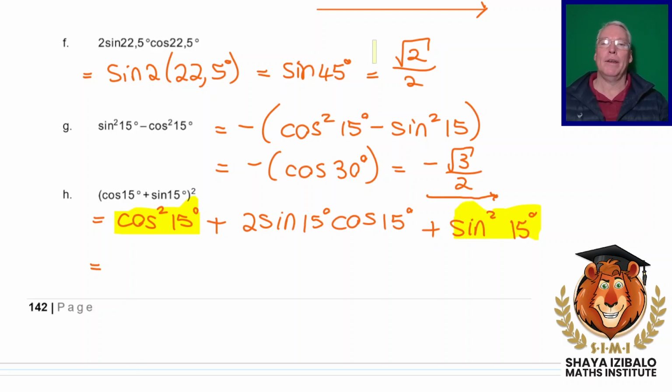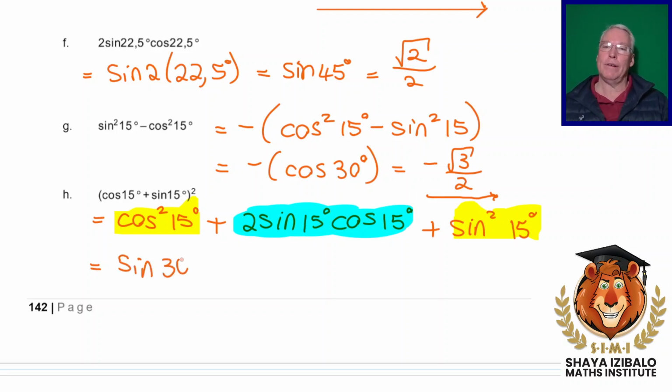But what about 2 sine 15 cos 15? This we should recognize. Absolutely, that is the double angle formula for sine. That is sine of 2 lots of 15, which is in fact sine of 30 degrees. Plus the other one, the one that comes from the 2 yellow bits. And sine of 30 is a special angle, so it's a half plus 1. Final answer, 1 and a half.